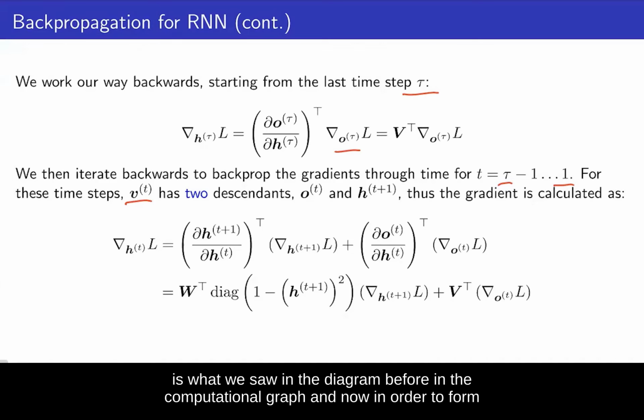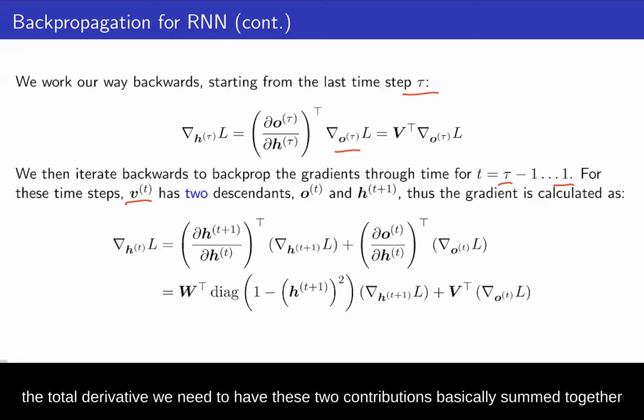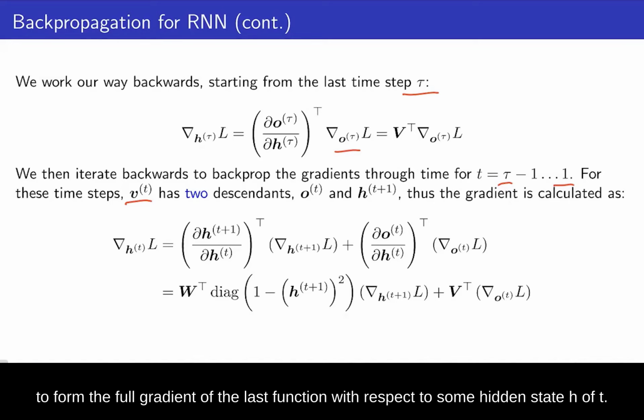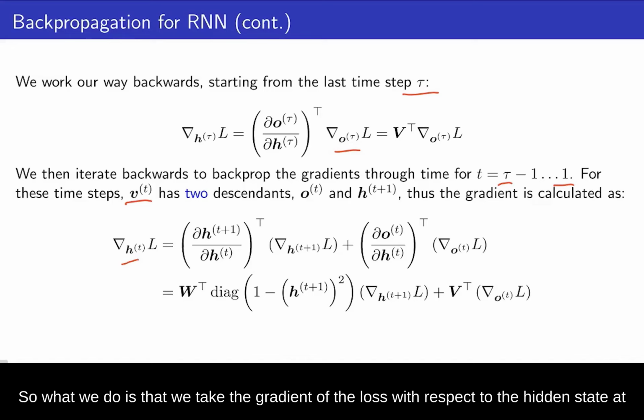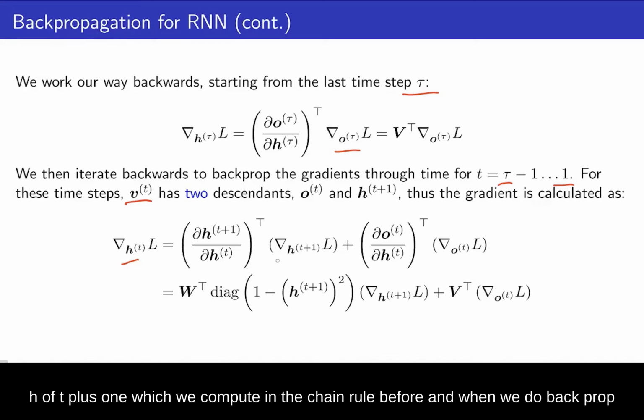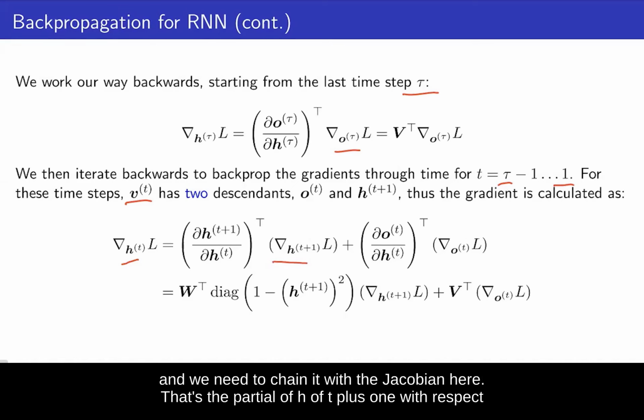And now in order to form the total derivative, we need to have these two contributions summed together to form the full gradient of the loss function with respect to some hidden state h of t. So what we do is that we take the gradient of the loss with respect to the hidden state h of t plus 1, which we computed in the chain rule before when we do backprop, and we need to chain it with the Jacobian here.